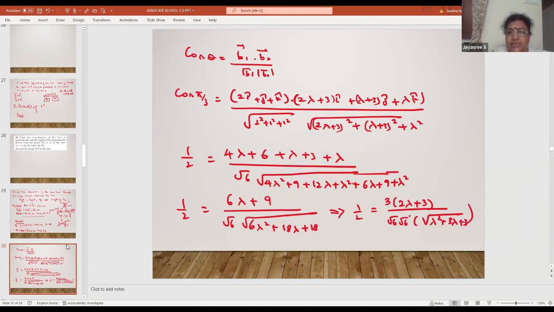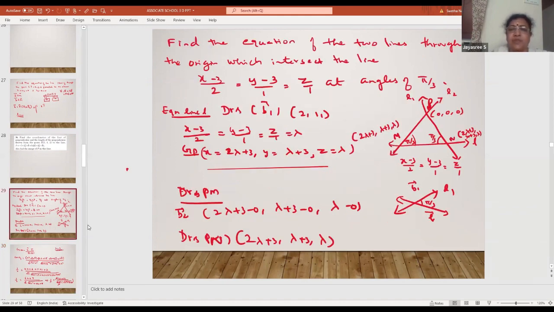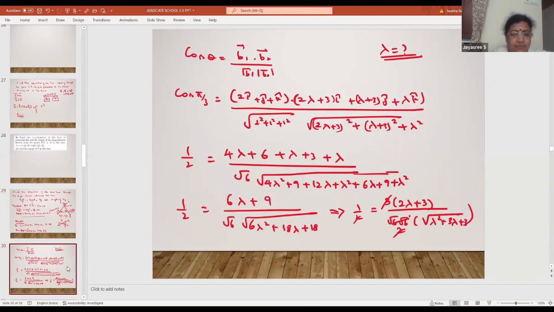So in this, root 6 into root 6 is 6, that will become 2. This 2 and 2 cancel, and this 3 also cancels. Cross multiply, square lambda, you can get 2 values. Substitute lambda in the 2 places, you get the equation of the line. Using 2 points you can find it. So let me repeat. I think further you can work it out.